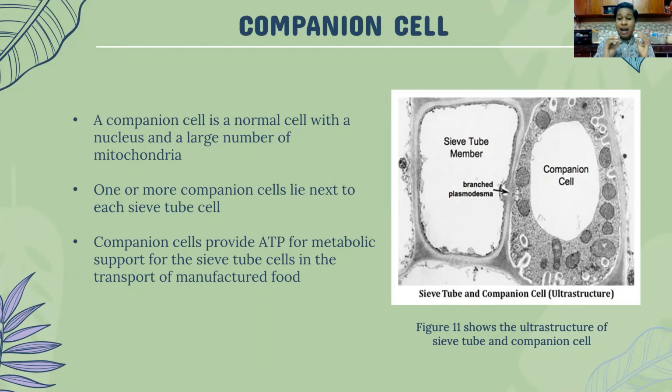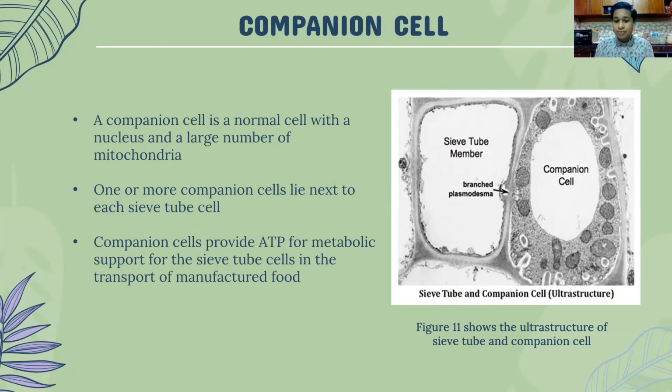Since the companion cell has a lot of mitochondria, the mitochondria will produce energy in the form of ATP. The ATP will be provided to the sieve tube in order for active transport to occur in the sieve tube. So meaning that companion cells have a lot of mitochondria. The mitochondria will provide energy in the form of ATP. The ATP will be sent to the sieve tube, and the ATP in the sieve tube will be used for active transport.